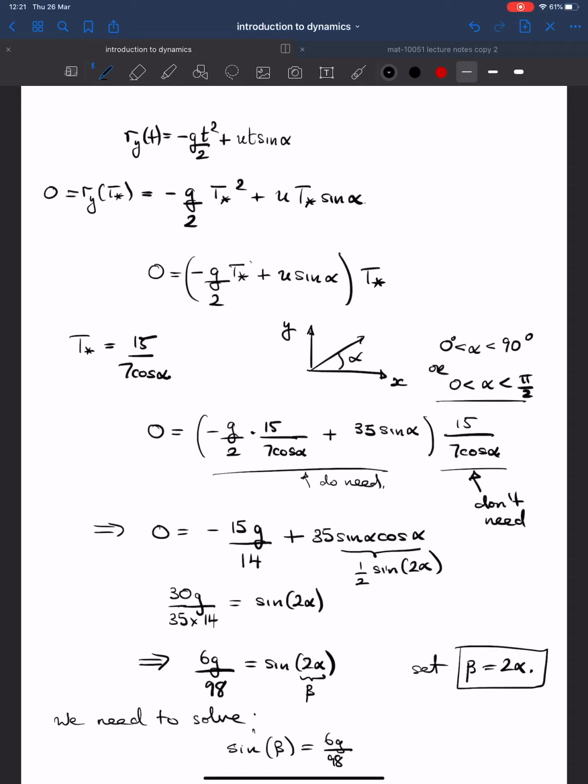Now, if I just calculate this, 6g should be around 60 divided by 98, which is good because for this to have a solution, that right-hand side should be less than 1. So this is 6 times 9.81, just to give us a rough idea, divided by 98, which gives us approximately 0.600 or 0.601.